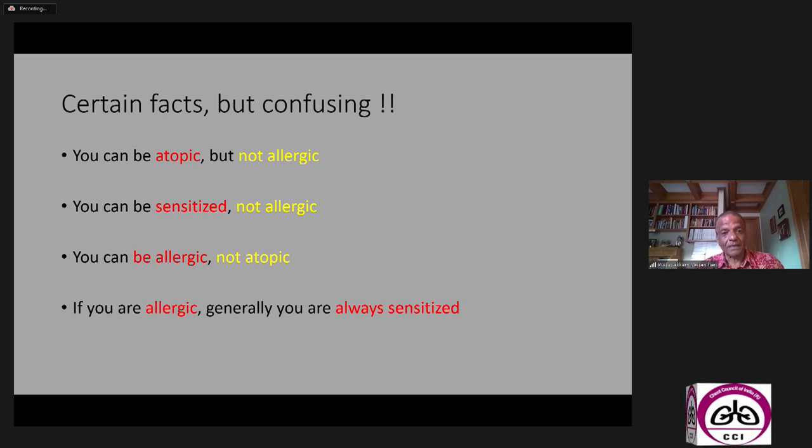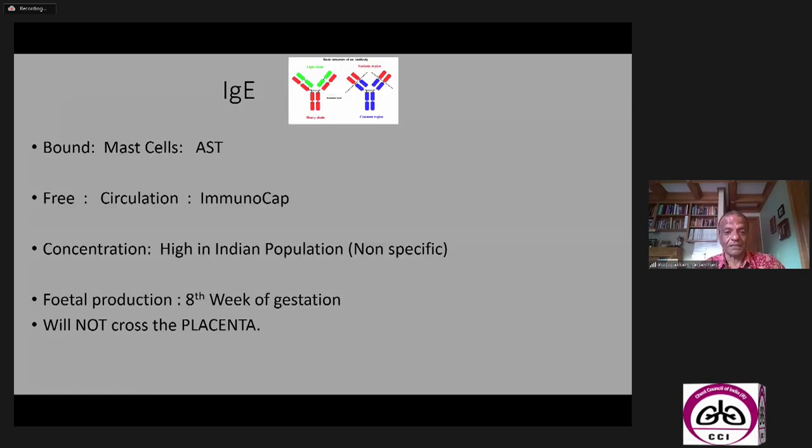So you can be atopic but not allergic, that means genetically wired but no symptoms. You can be sensitized but not allergic, that means you can be skin test positive but have no symptoms at all. And 20 to 30% of the population have positive skin tests but do not have any symptoms. They are not allergic, they are only sensitized. And you can be allergic and not atopic. There is a small number of people who are not sensitized, but they have sudden reactions to drugs and insect allergy, so there's a little subgroup that can happen. But generally, if you are allergic, you're always sensitized.